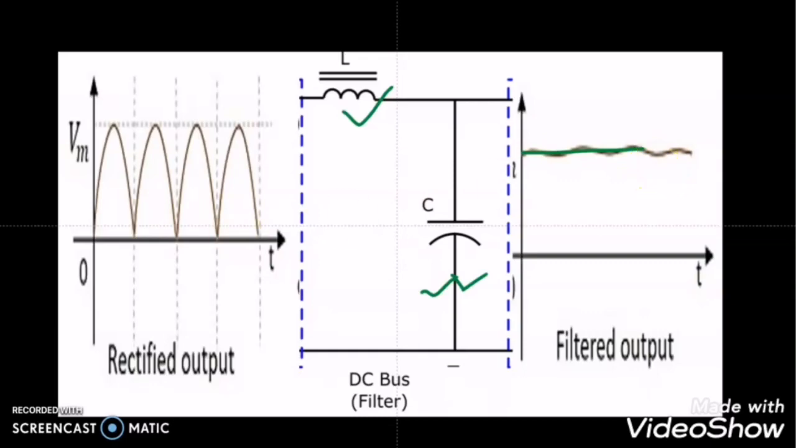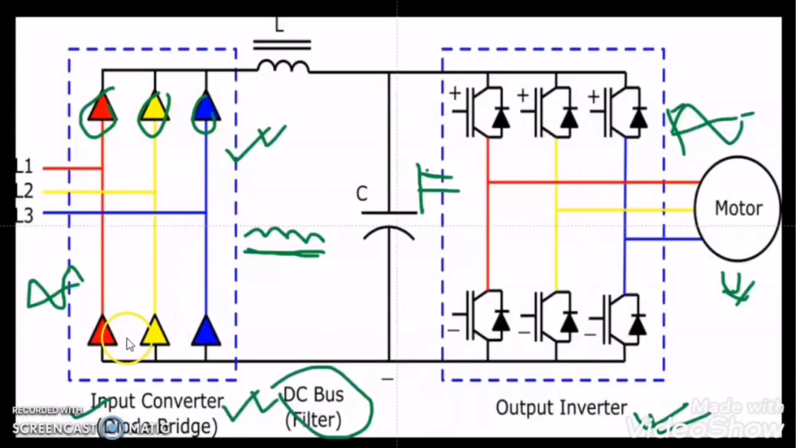So what we learned so far is that when we give a three-phase power supply to the VFD, the input converter section, which is the rectifier section, converts this AC supply into a pulsating DC supply. And when we supply this pulsating DC supply to the DC bus of the VFD, it converts the pulsating DC into a steady DC supply.